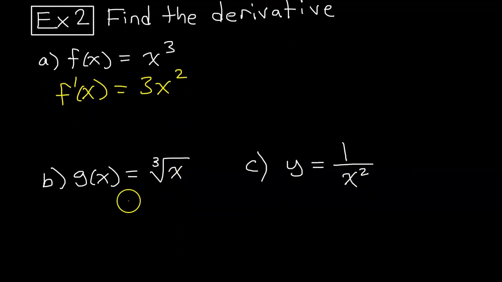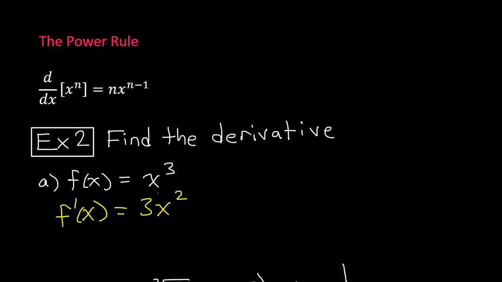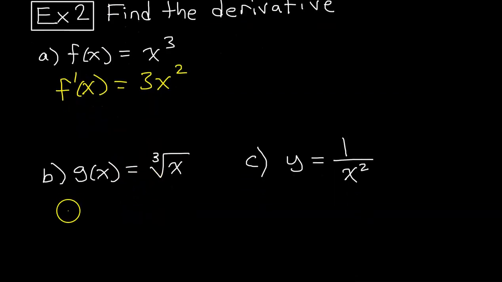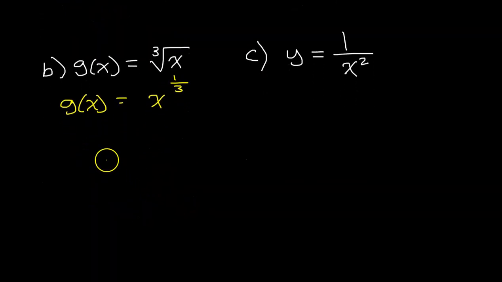All right, what about something like this? g of x is equal to the cube root of x. That doesn't seem to quite fit the pattern of x to the n power. Or does it? Isn't this the same thing as having g of x equals x to the 1/3 power? All right, get that back to the front of your mind. A cube root is the same thing as the 1/3 power. Square root is the same thing as the 1/2 power, etc. So now we can just use the power rule.